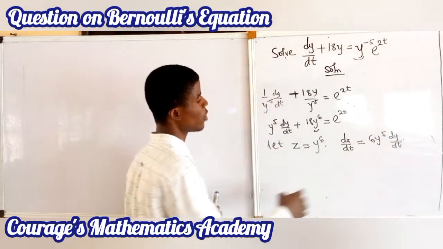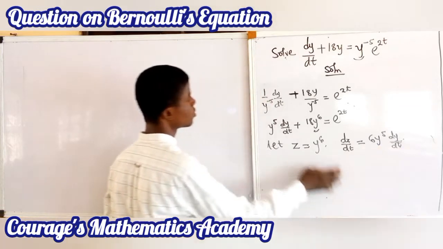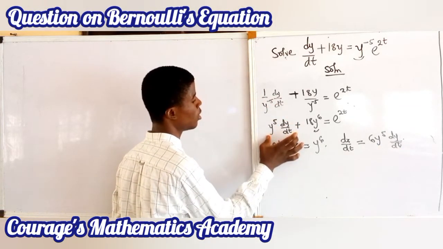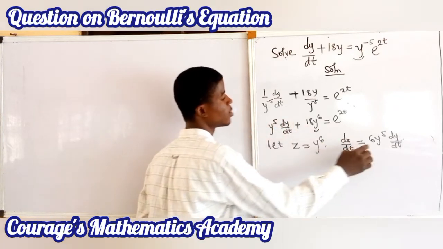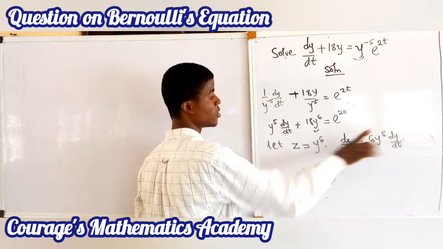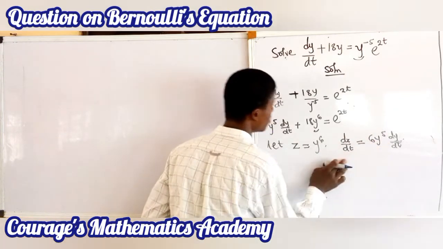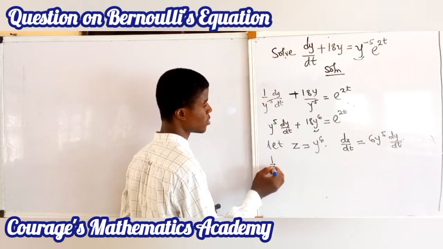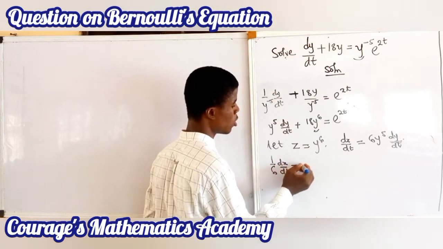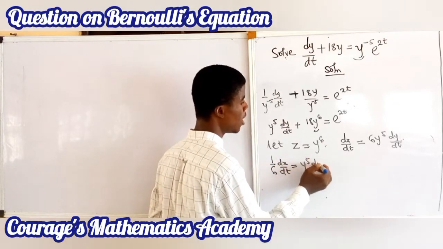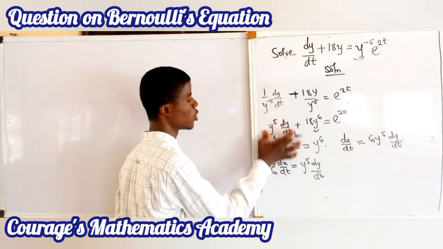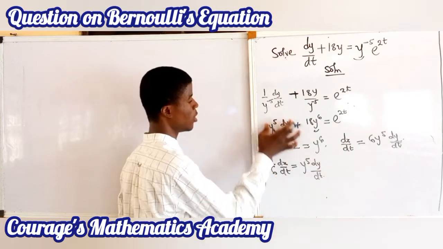Now, this right hand side is almost the same as this term of this equation, if not that it has a 6 as a coefficient. So we eliminate the 6 that is here by dividing both sides by 6. So 1 over 6 dz over dt is equal to y to the power of 5 dy over dt. So we now have equal expressions here, these two.